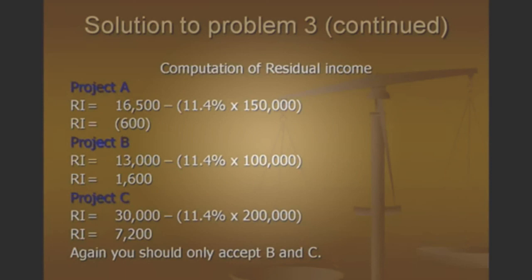Let's figure out the residual income. It's the actual income or profit, those words are used synonymously, minus the target. So here it's 16,500 for project A minus, if you use the cost of capital as your desired rate of return, 11.4% times the assets which was used, which is 150,000. So the residual income in project A is 600 negative. Don't accept. For project B, it's 13,000 minus 11.4% of 100,000, which is 1,600. Looks good. For project C, the residual income is 7,200. So you should accept only B and C and not A.